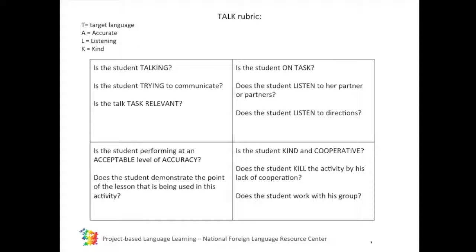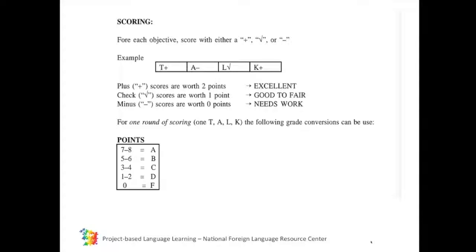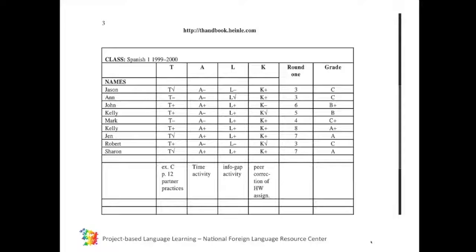And so you have these 4 categories that are really easy to turn into a score. So you can just go around with a clipboard while students are working in teams, and maybe throughout a project you're able to assess one particular student 2 or 3 times on the TALK rubric. And you can do a plus, a check, or a minus depending on where they are in that particular category, which can add up to points. And then that can add up to a grade.